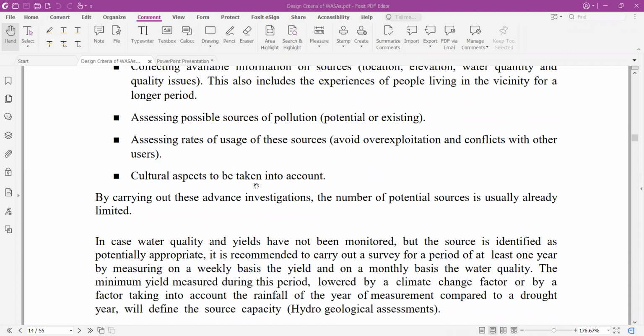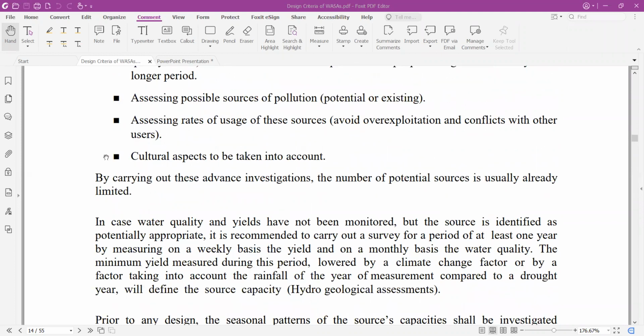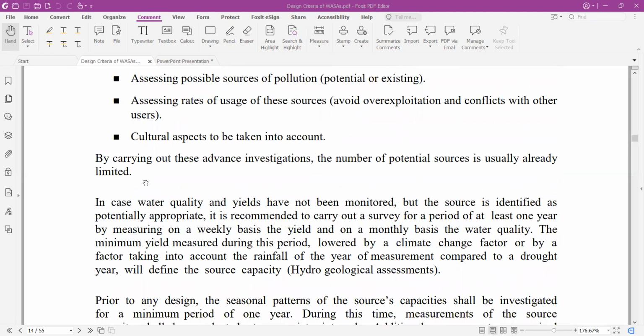Cultural aspects to be taken into account. In the context of Islam, we have to consider the water available for prayer purposes and other purposes like that. That type of cultural aspect should be taken into account in order to design the water supply system as well.